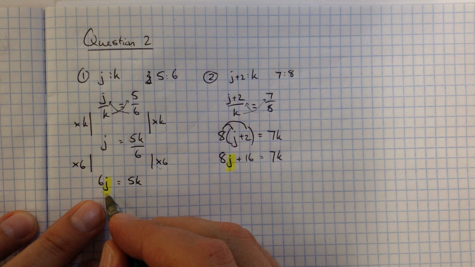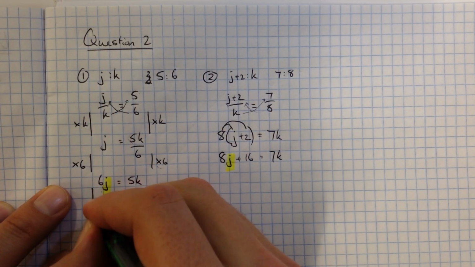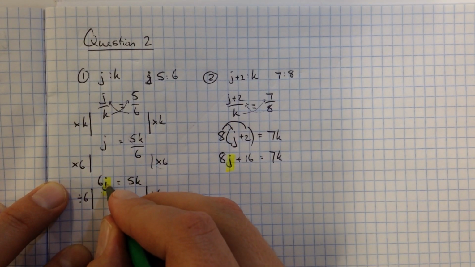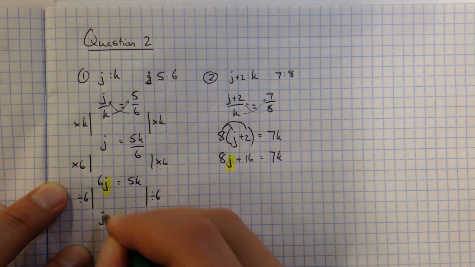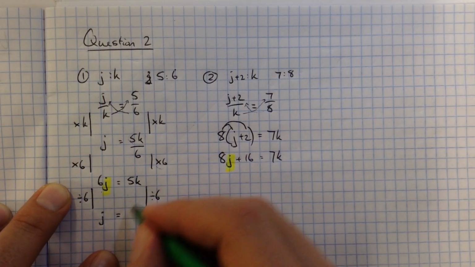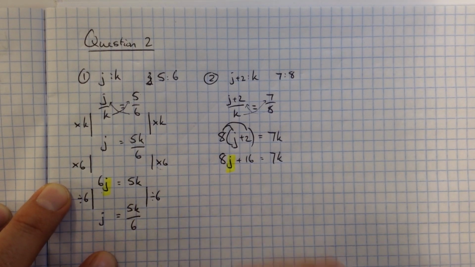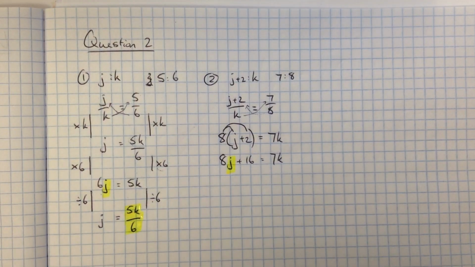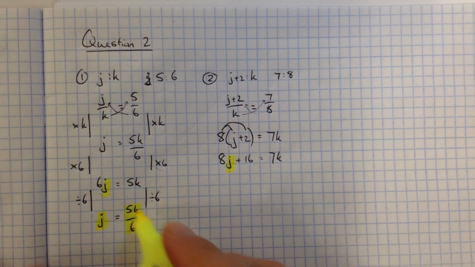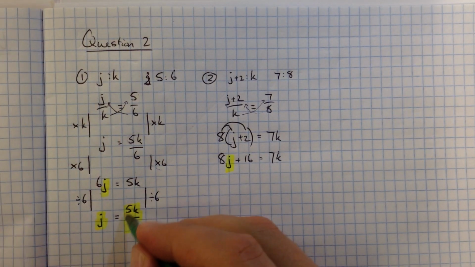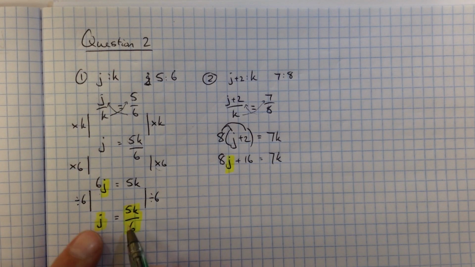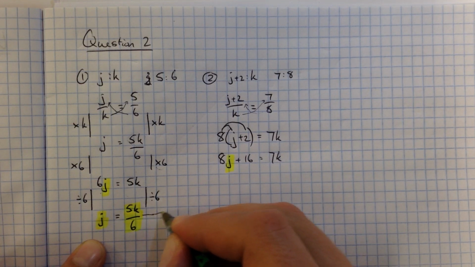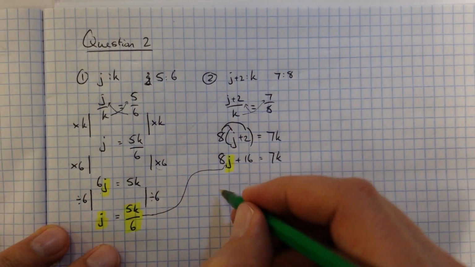So J is not alone here. J is being multiplied by 6, and the inverse of multiplication by 6 is divide by 6. So anything times 6, divide by 6, stays where it is. And 5K divided by 6, there it is. So J is equal to this whole algebraic fraction on this side. It's equal to it. That means I can swap them at any time. So if I can swap this for J, that means I can also swap it in there.